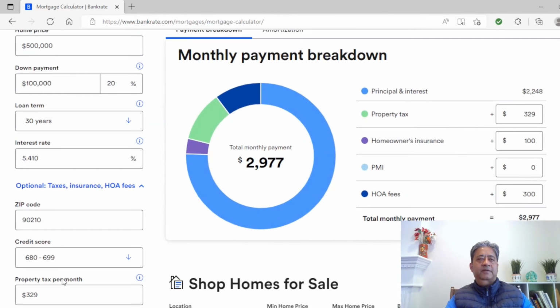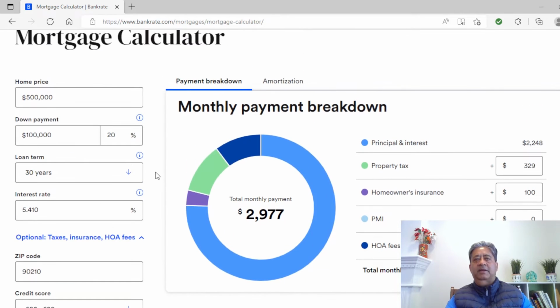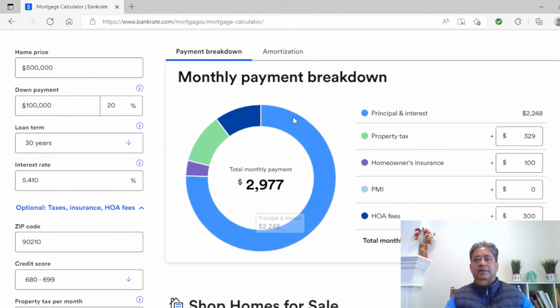So if you put in all these numbers on the right side in this area, it will give you your overall monthly payments, of which a major component is principal and interest. I'll explain what principal and interest are, and the other things are in the optional section.